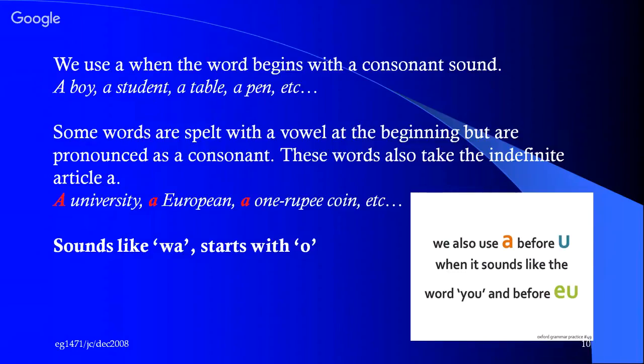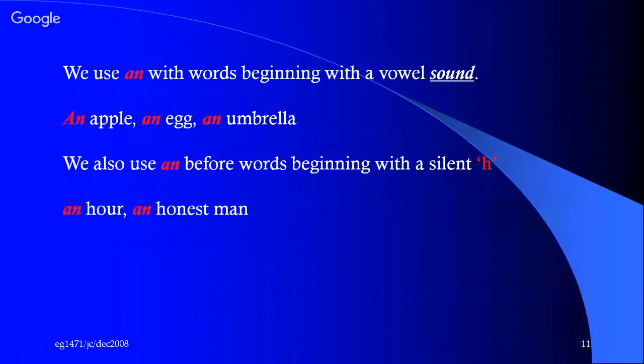A before you when it sounds like the word you. Y is obviously a consonant. Y is not a vowel. So U another consonant sound. So EU U is also a consonant sound. So U another sound baruvaga navu A ne use martivi. And 1 rupee coin. You don't say an one. O is a vowel sound, but V is a consonant sound. So we say a 1 rupee coin.